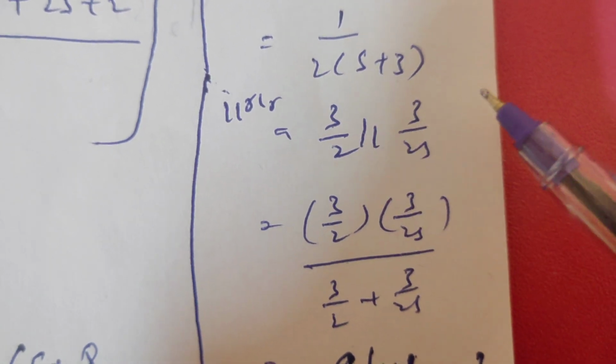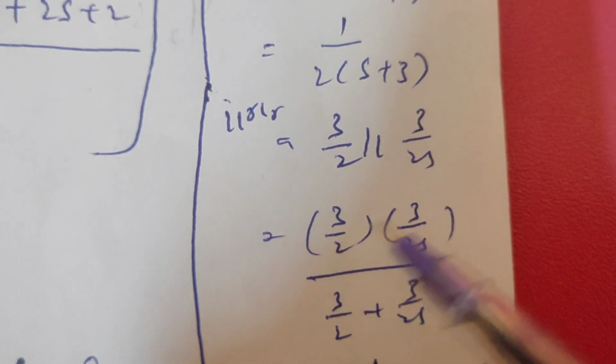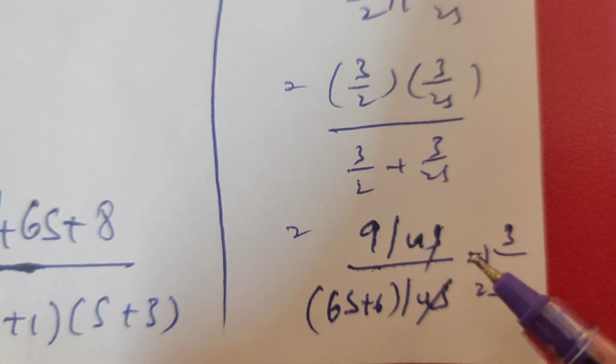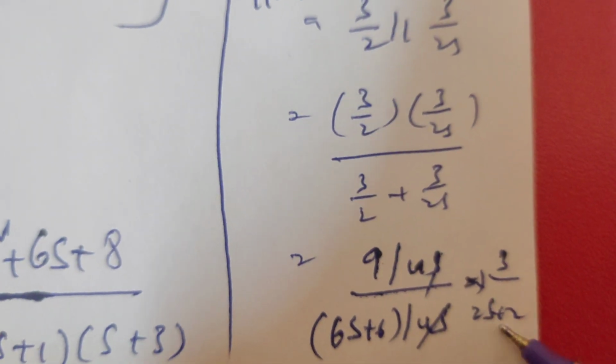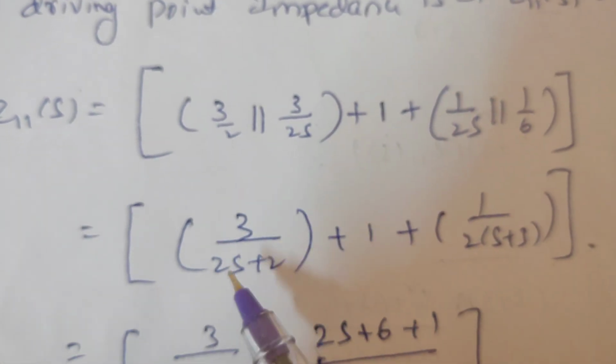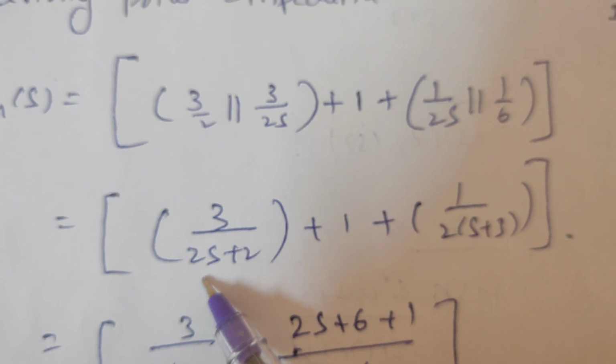So this is like R1 and R2, and the parallel combination is R1 into R2 by R1 plus R2. Upon simplifying this, we get a value of 3 by 2 of (s plus 1). So here I am writing these values: this value is 3 by 2 into (s plus 1).